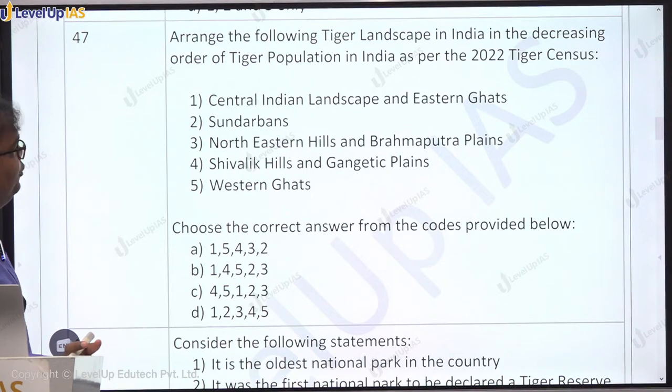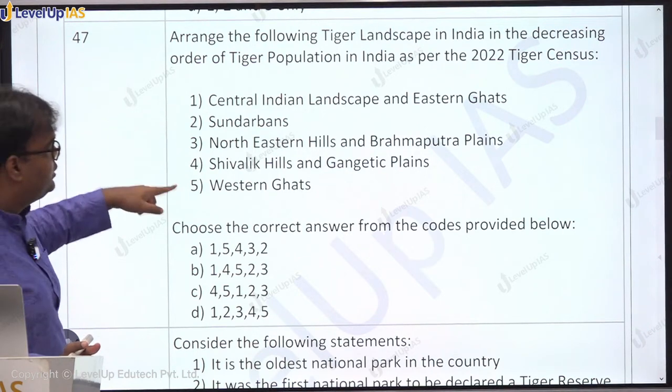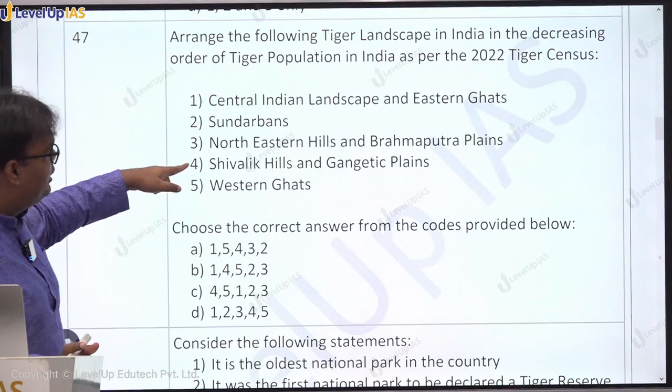Yes, A. In 1, more than 1100, we had seen it yesterday. In 5, more than 800, around 850. In 4, 804. Between 5 and 4, there was a difference of 50 tigers. So, this one had 1100, this one around 850, this one 804.